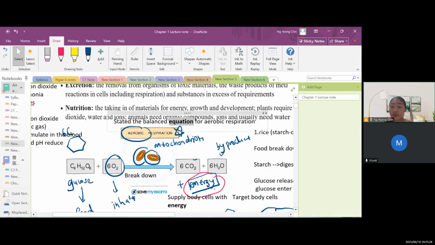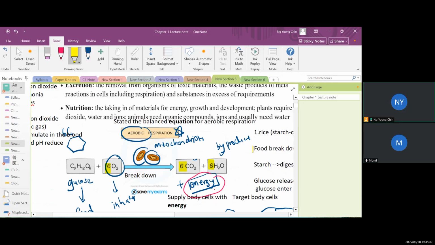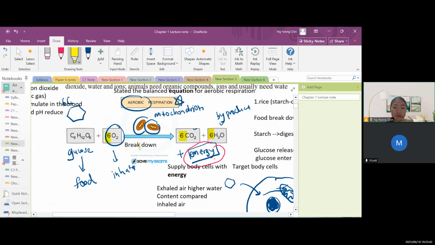Usually they give you 2 marks. Remember to balance it, because if you did not balance it, you will lose 1 mark. For your understanding, aerobic respiration is C6H12O6, the glucose, plus the O2, releasing CO2 and H2O. You no need to write the energy, because energy is for understanding.